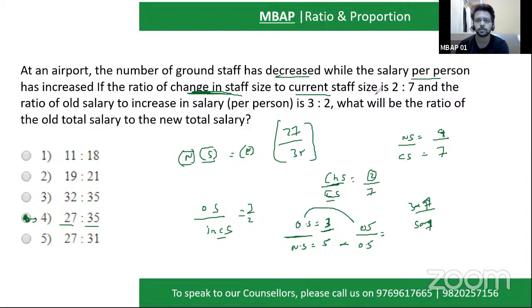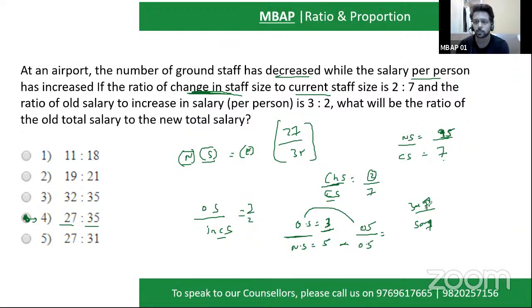Change in staff. Ground staff is decreased. So original staff is 5. So this would be 7. My bad. Yeah. Kunal, you have pointed out the right option here. So the current staff was 7. So the ground staff has decreased. So this will become 5.